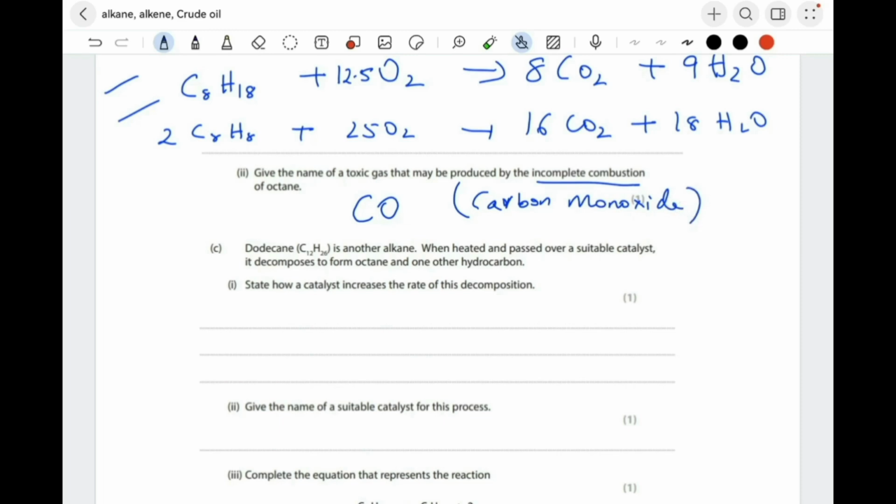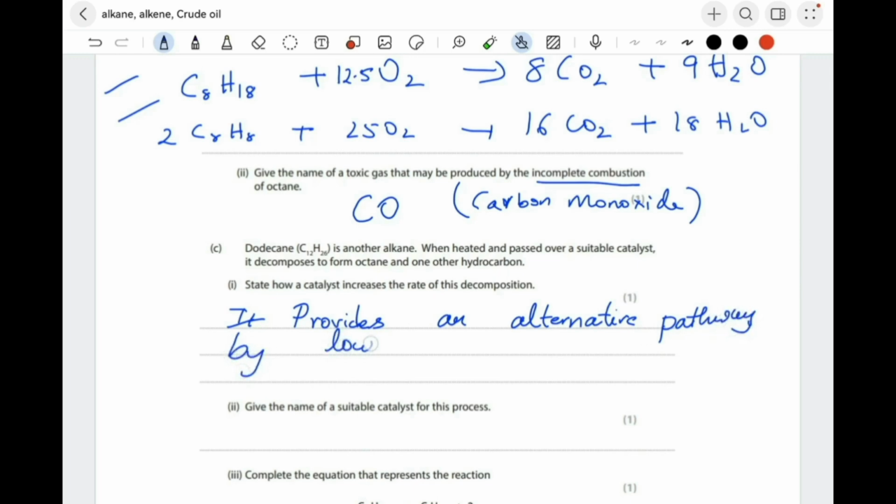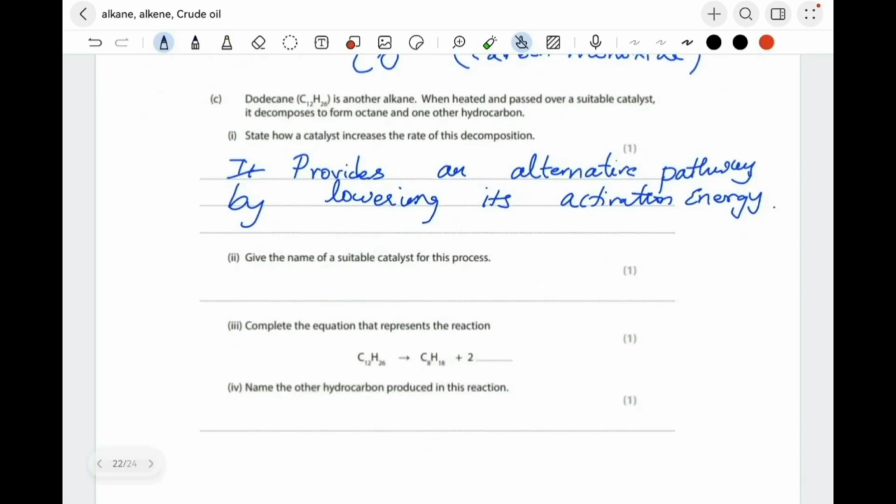Describe how the catalyst alters the speed of a reaction. So the catalyst provides an alternative pathway by lowering its activation energy. Activation energy is the minimum energy required for a chemical reaction to take place.